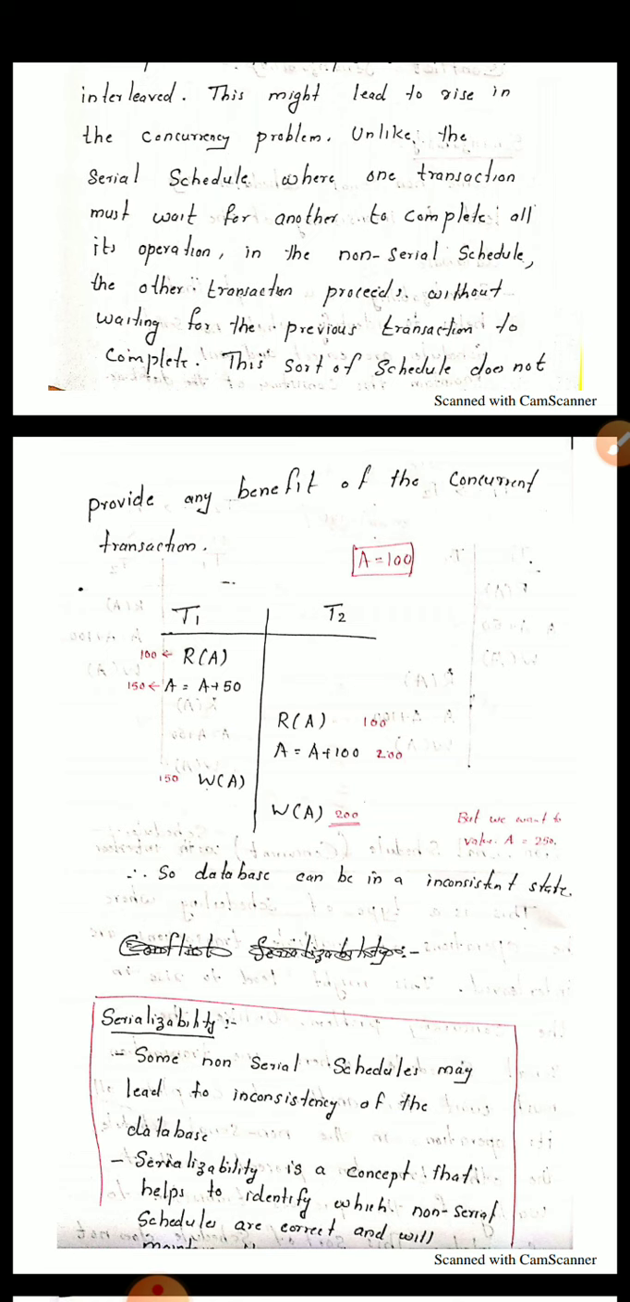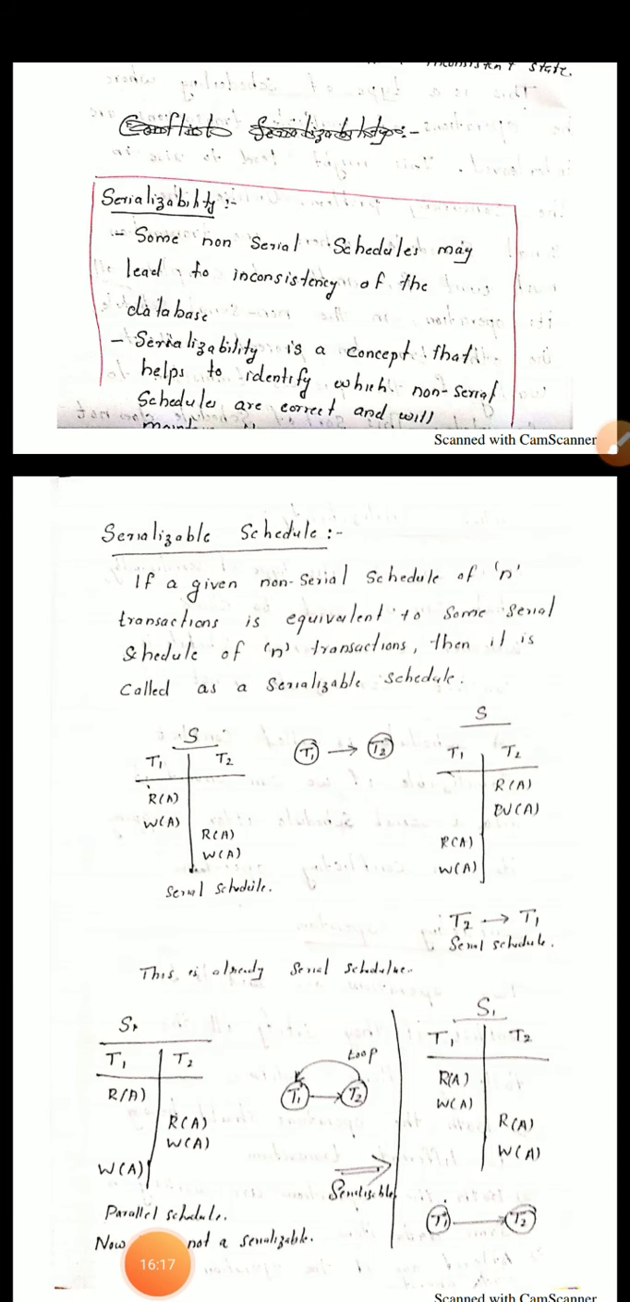So we need to discuss serializability. This non-serial schedule can be divided further into serializable and non-serializable. Serializability means that some non-serial schedules may lead to inconsistency of the database, and serializability is a concept that helps to identify when a non-serial schedule is correct and will keep the database consistent.